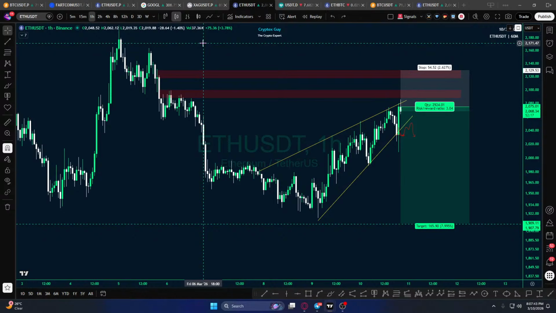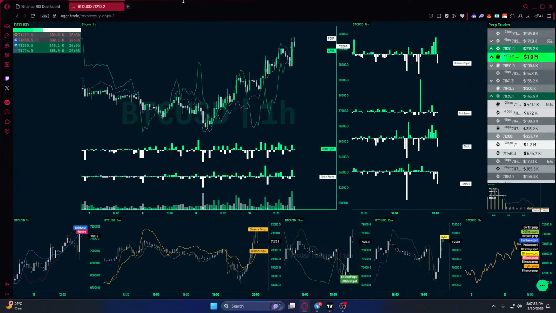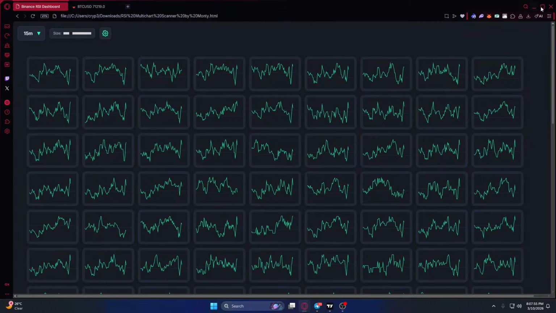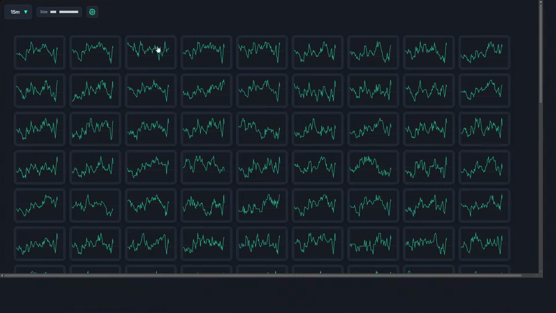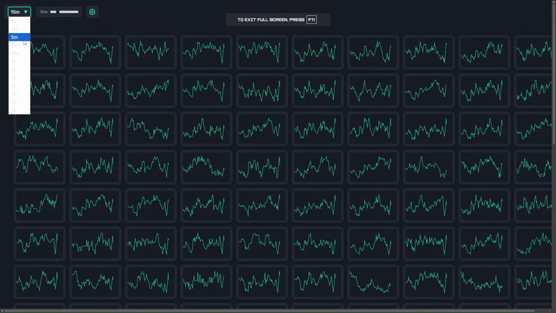Do you have any other questions or no? Otherwise we just look at scalps. On the RSI side, let me just look at the RSI dashboard. 5 minutes.